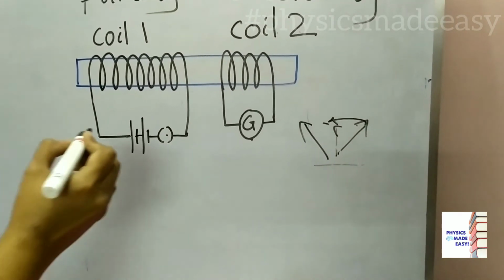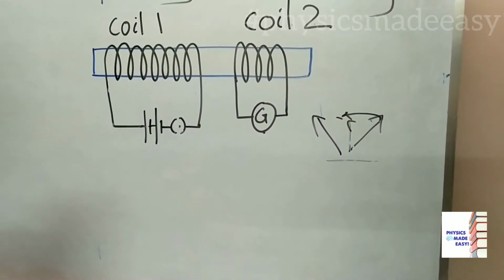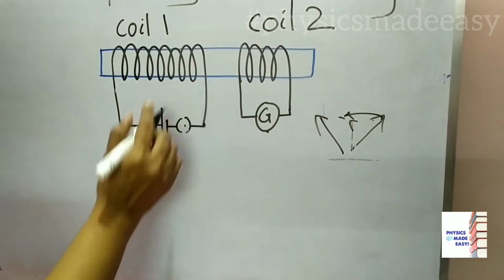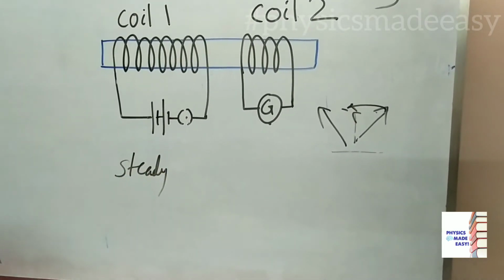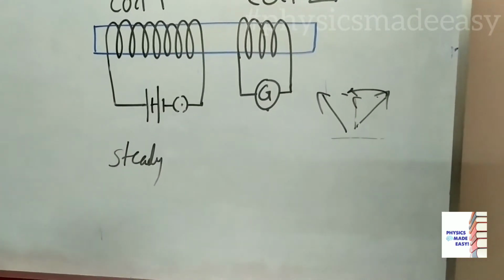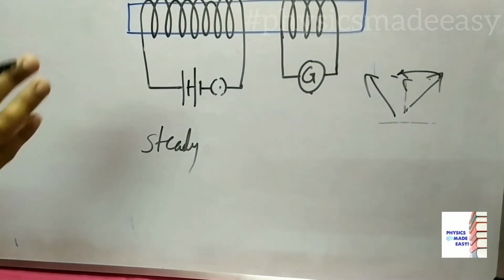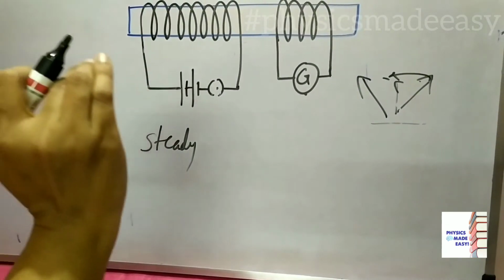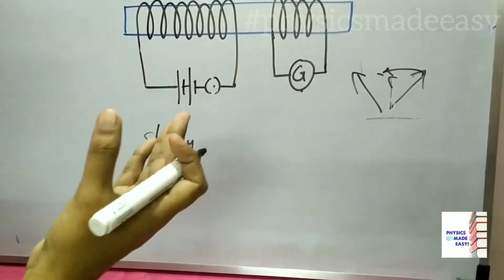Now, after closing that key, you are not opening that. What can you say from that? That time the current passing through this coil is steady. No change for that current in this coil. That time you cannot see any deflection in this galvanometer. That means if this key is closed, you cannot see any deflection in this galvanometer. We can say no current is induced that time.